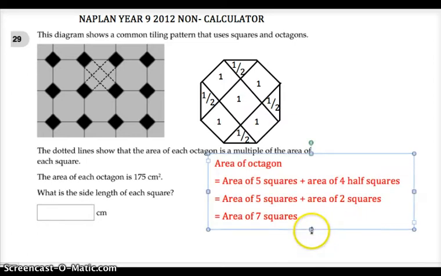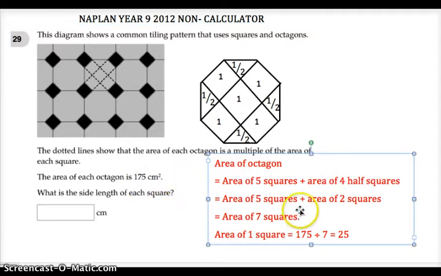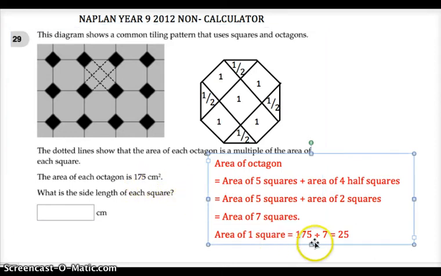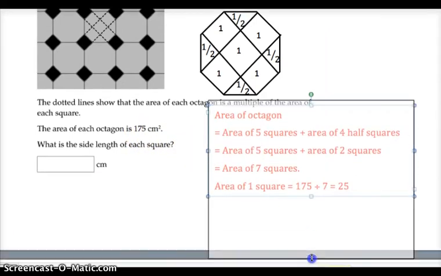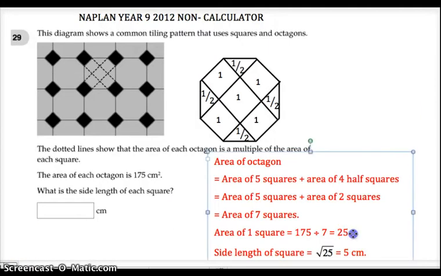So therefore the area of the octagon is the same as 7 squares. If the area of the octagon is 175, then the area of one square would be 175 divided by 7, which is 25. So I'll just fix that up. So if the area of one square is 25 centimeters squared, then therefore the side length of the square will be the square root of 25, which is 5 centimeters. So the answer is 5 centimeters.